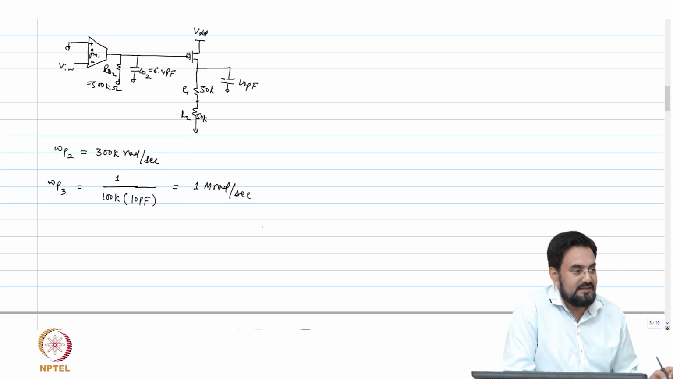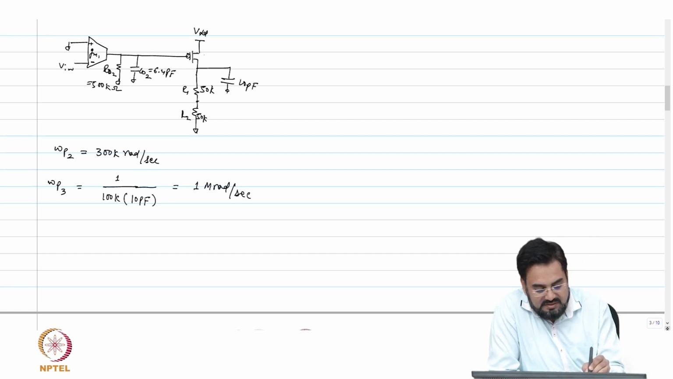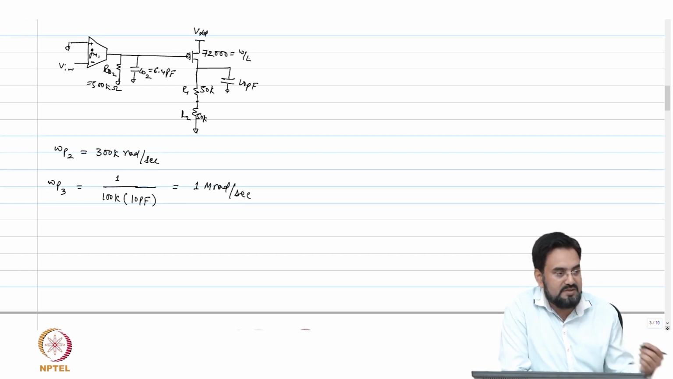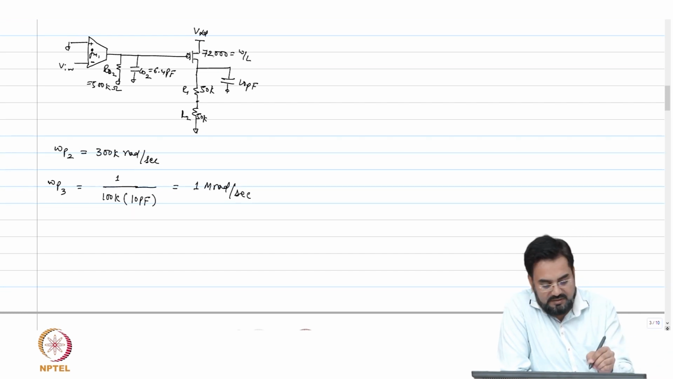We need to find the gain. Do you remember the size of this? W by L was 72,000. Correct? So find the GM. R out is known. So what is the GM for this? W by L was 40,000, it was 40,000, not 72. Okay.